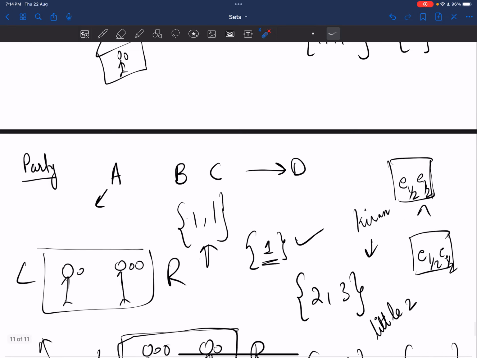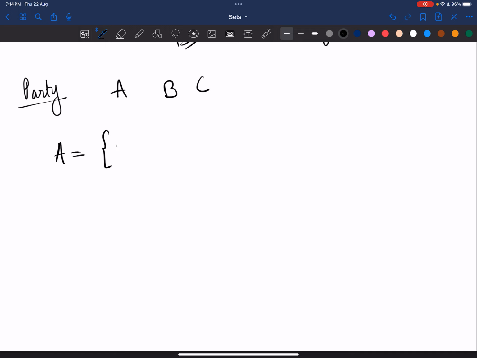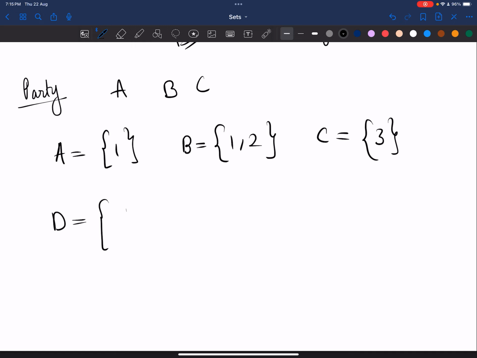Now, we're going to move over that. We're going to come back to the party. We have a party to attend. So, I'll write that again. We have a party. A, B, C. Now, I'm just going to write sets; you imagine what you have to. A is 1. B is 1, 2. C is 3. Now, I want to have a room with all these people in it. So, D. I'm going to have 1, 1, 2.